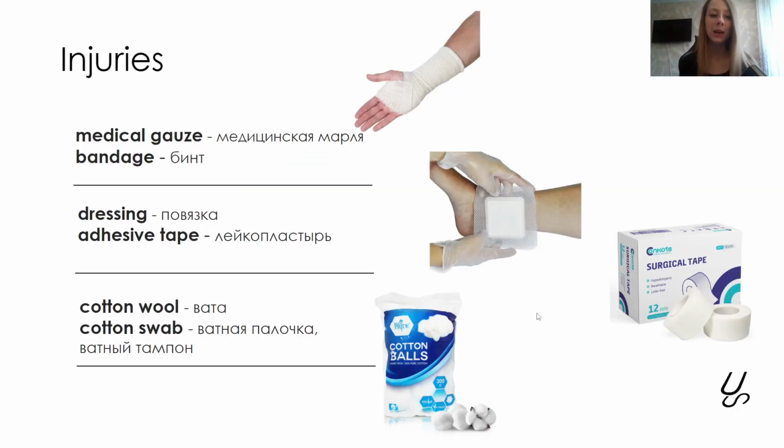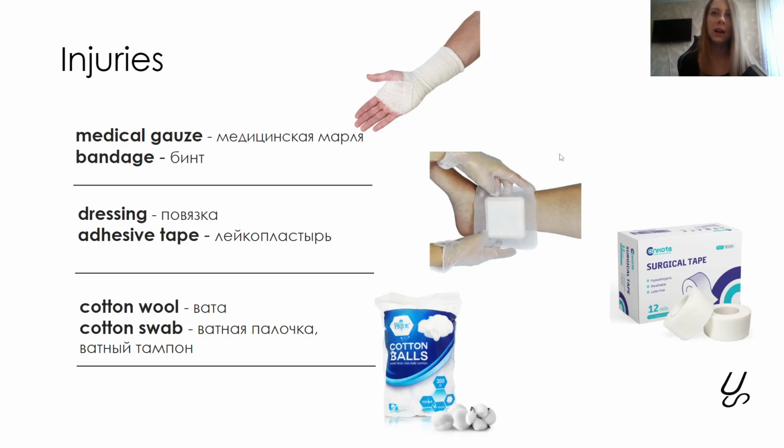Injuries. Talking about injuries, we can have these kinds of tools. For example, medical gauze. Medical gauze, you can see it here. Or it can be bandage. You can also see here bandage. The next thing is dressing. Here you can see this dressing.